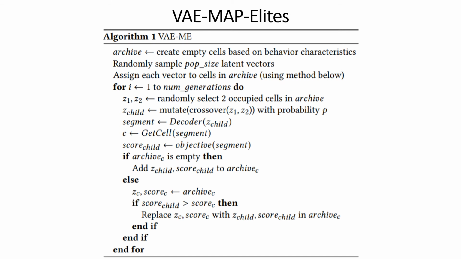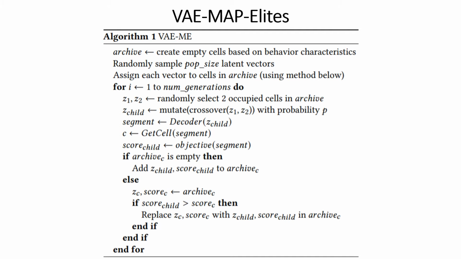So that brings us finally to our algorithm for combining VAEs with MAP-Elites. We first create the empty archive based on the chosen behavior characteristics, or BCs. We then obtain an initial population of vectors sampled randomly from the VAE latent space and assign each to a cell in the empty archive based on the BCs. And then we run our evolution loop for the predetermined number of generations.